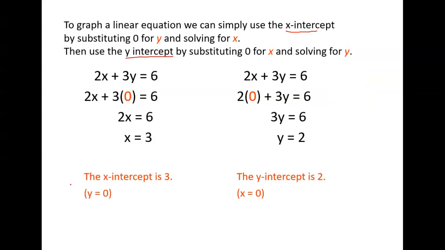When we substitute this in, all it means is if I want to find my x-intercept, I substitute 0 for y. So for x-intercept, let y equal 0. For y-intercept, we do the opposite. We let x equal 0.